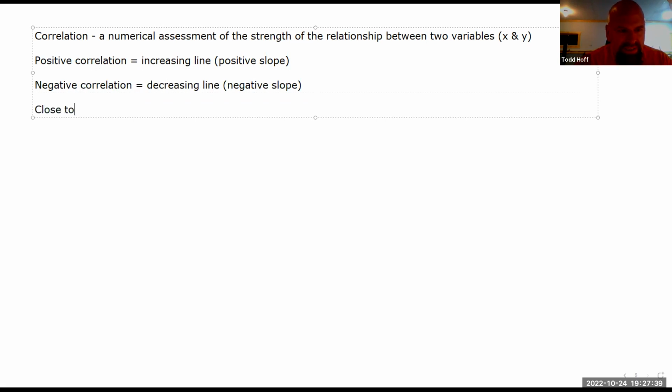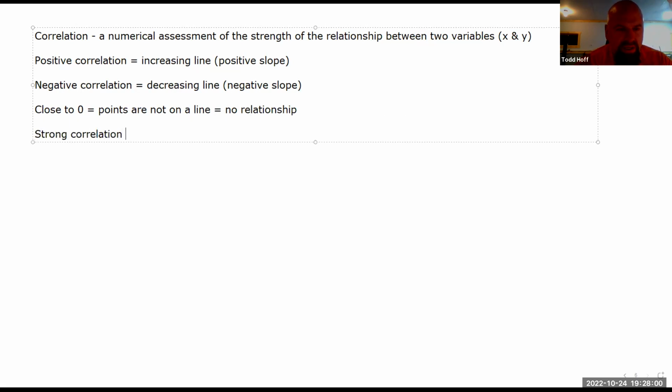If we have close to 0, that means points are nowhere near a line, or no relationship between those two variables. A strong correlation will be, notice I'm not putting equals here, it's either close to a -1 or close to a +1.